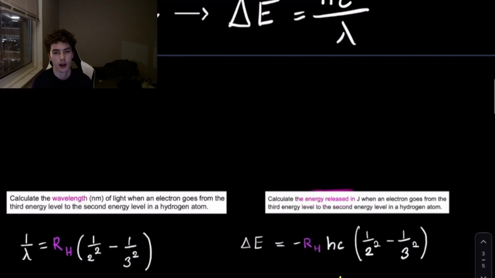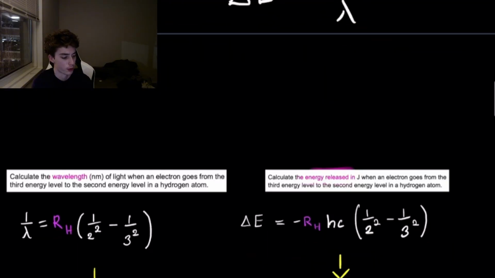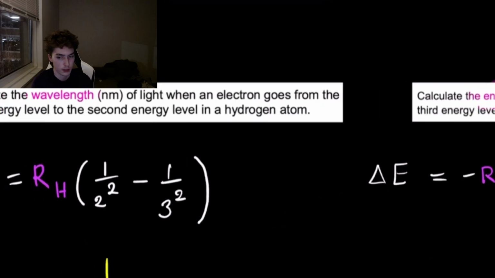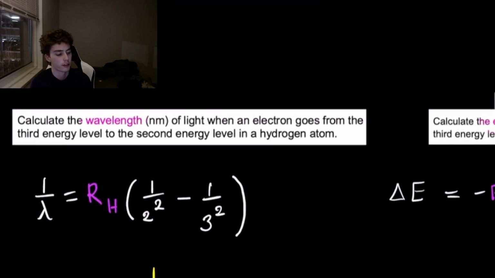So I did map out 2 problems here. I didn't cover them up, but I'll go through them anyways. So the first question is asking, and I'll zoom in on this. Okay, so the first question is asking, calculate the wavelength in nanometers of light when an electron goes from the 3rd energy level to the 2nd energy level.